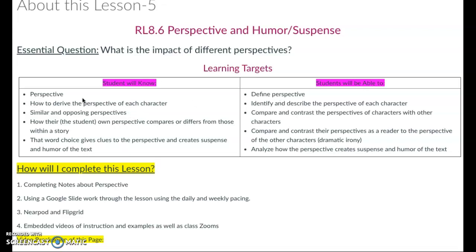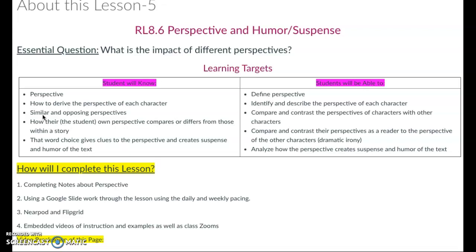For the most part, you already probably know what a lot of these things are, to be quite honest with you, based on 6th to 7th grade. 8th grade adds on a little bit more. So you should be able to derive the perspective from each character, identify and describe the perspective of each character. This is where our characterization work that we've done in the past will come into play.